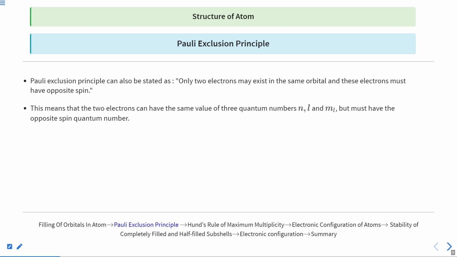Now the only remaining different value is the spin quantum number. If you fill both electrons with the same spin, then they will have the same set of four quantum numbers, and this is not possible. So you can think of it in this way, that a similar particle is having two different energies.